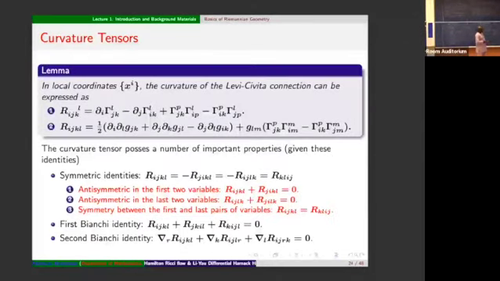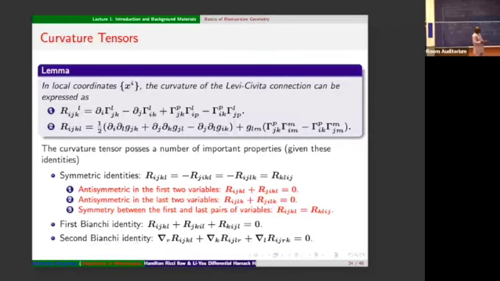Okay. Then this is a lemma. We just keep that here. And then there are properties of the curvature tensor. Okay, it's anti-symmetric in two variables. You can see this symmetric identity, the line here. Okay. Then those things I wrote in red, these are properties.